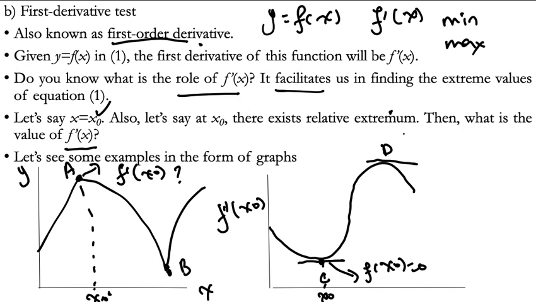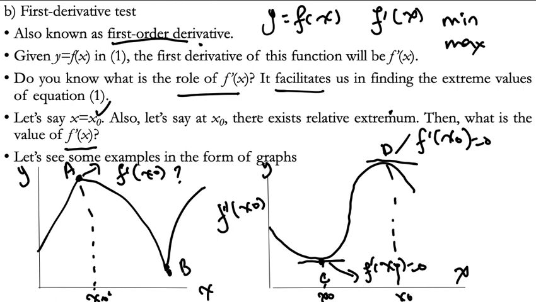Okay, and then here, f prime x0, let's say another x0 here, let's call this one another x0. It's actually 0 as well. So what can you say here? Here, this is y, this is x. C and D are extreme values also, but this time f prime x exists. Okay? In the first graph, f prime x doesn't exist.